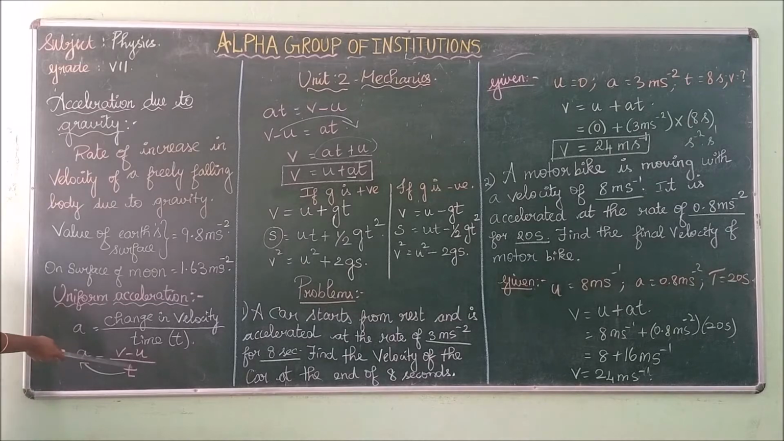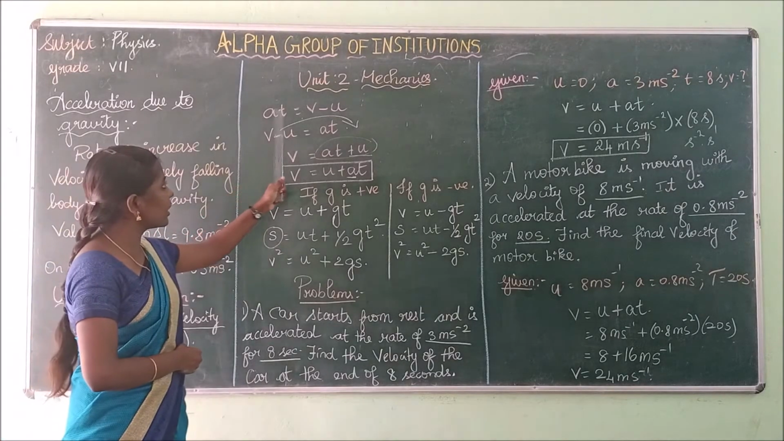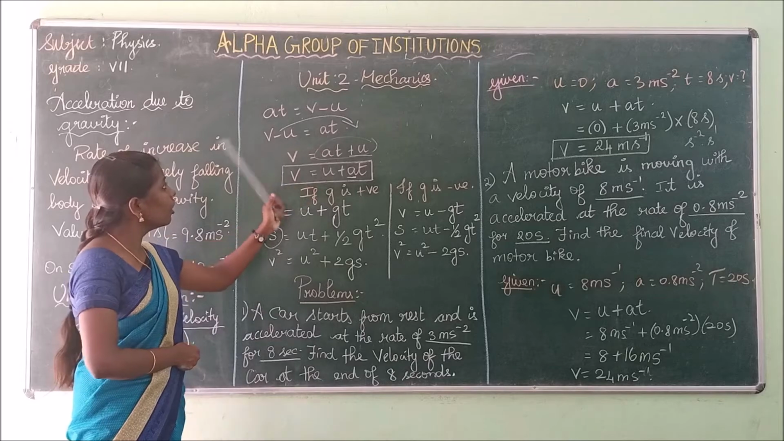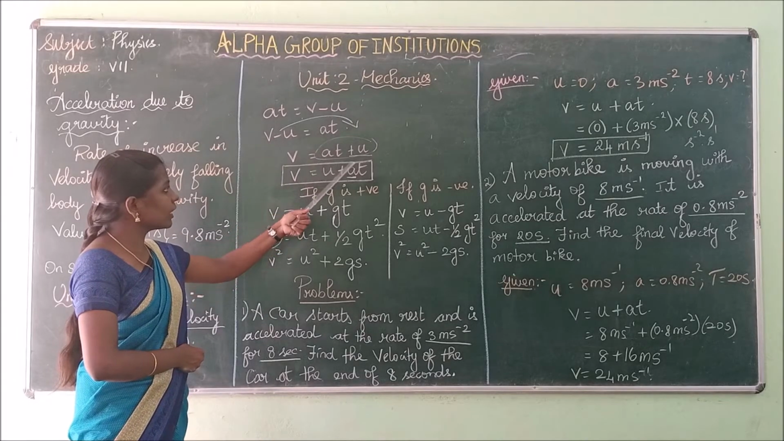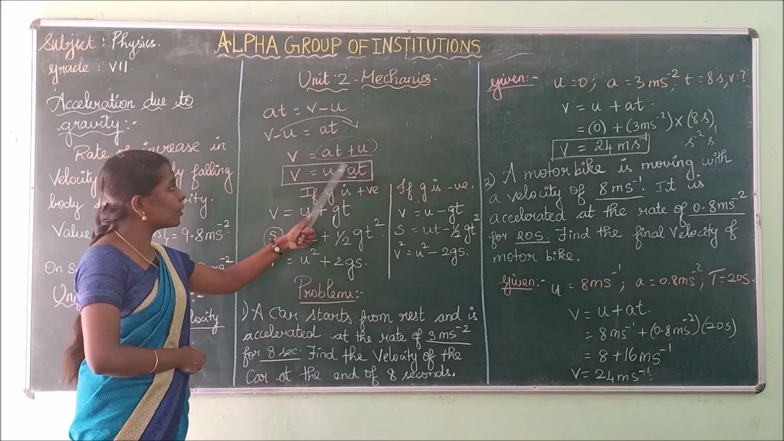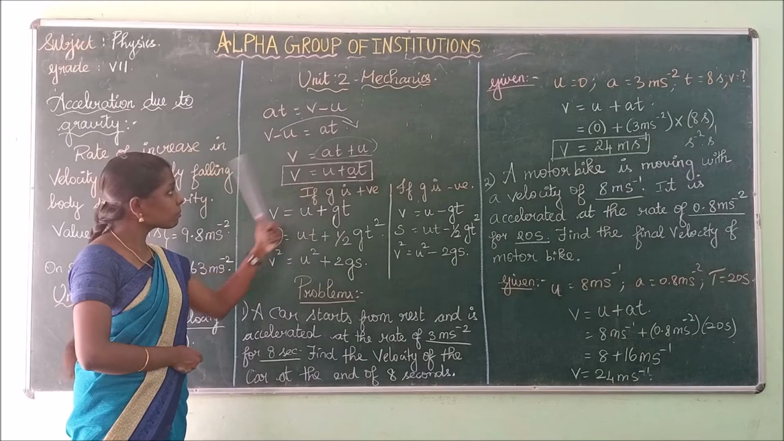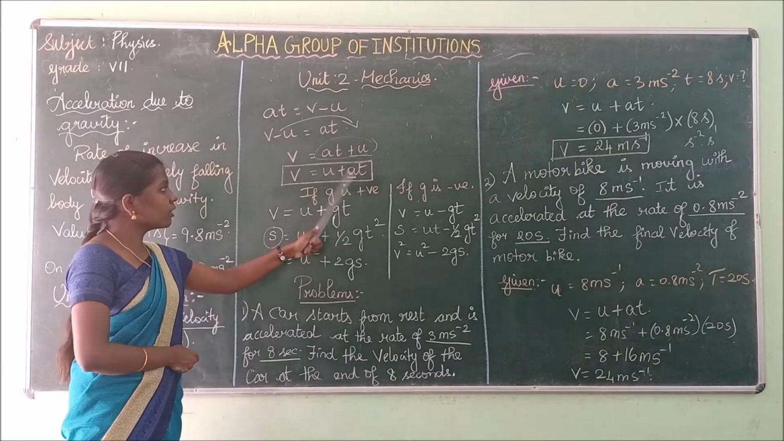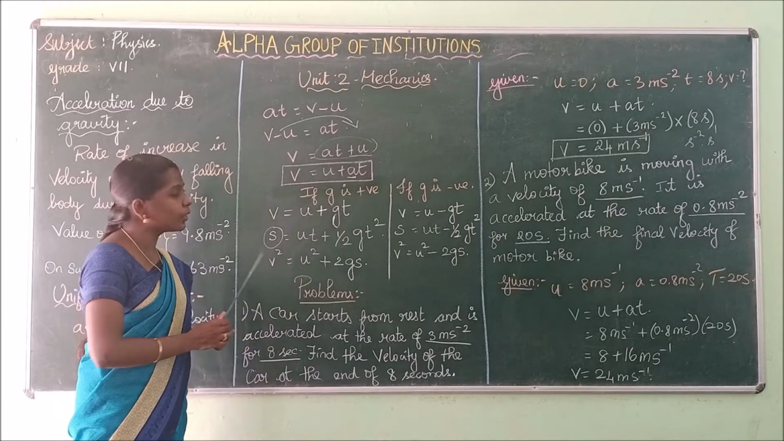Then uniform acceleration is change in velocity by time taken. A is equal to V minus U by T. V is your final velocity and U is your initial velocity. If you cross multiply this, AT is equal to V minus U. V minus U is equal to AT. Hence V is equal to AT plus U. To write it in a proper form, I am writing it as V is equal to U plus AT. Is it clear?